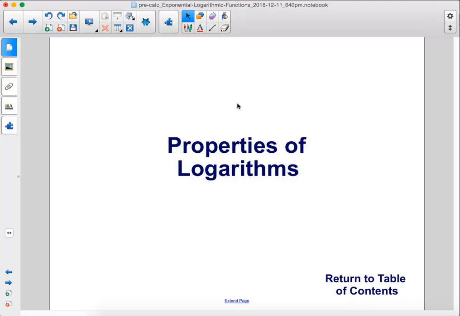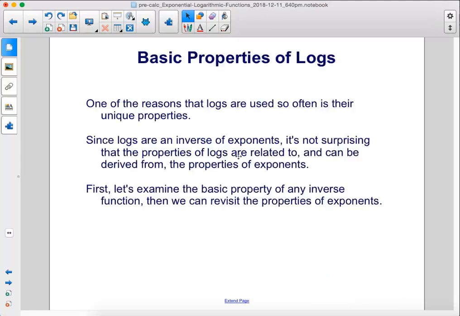Properties of logarithms. One of the reasons that logs are used so often is their unique properties. Since logs are an inverse of exponents, it's not surprising that the properties of logs are related to and can be derived from the properties of exponents. First, let's examine the basic property of any inverse function, then we can revisit the properties of exponents.